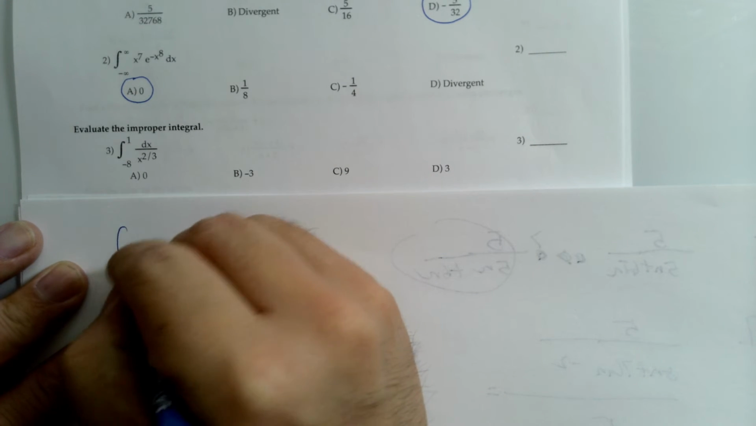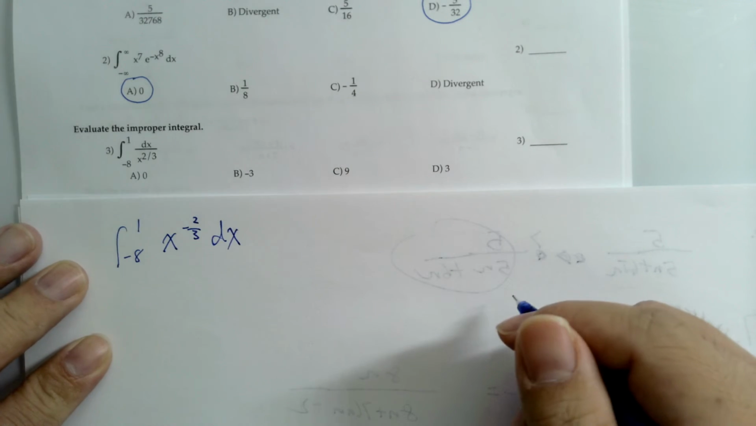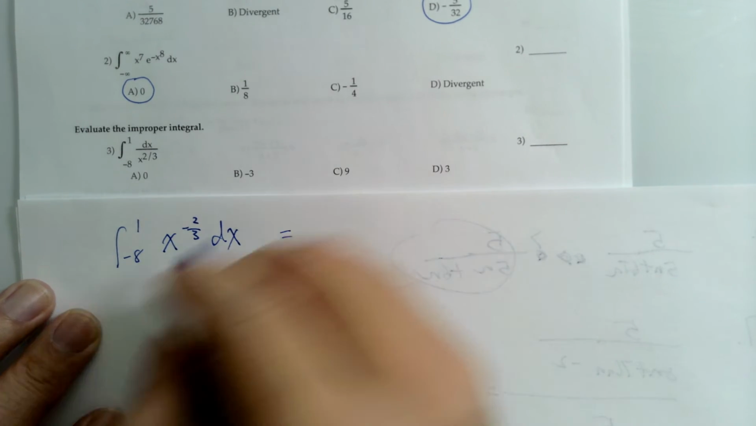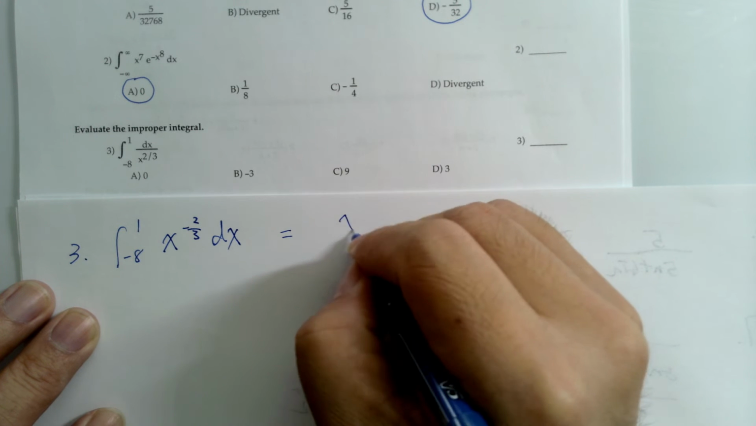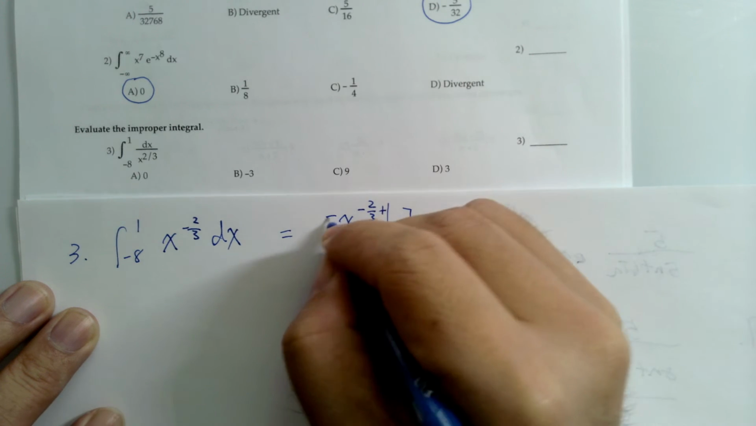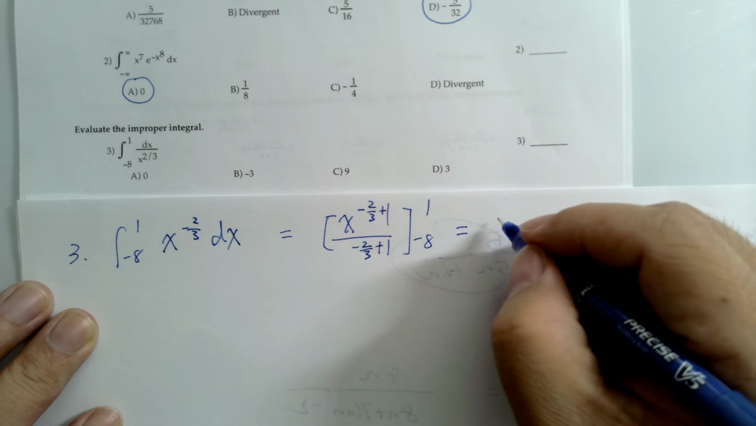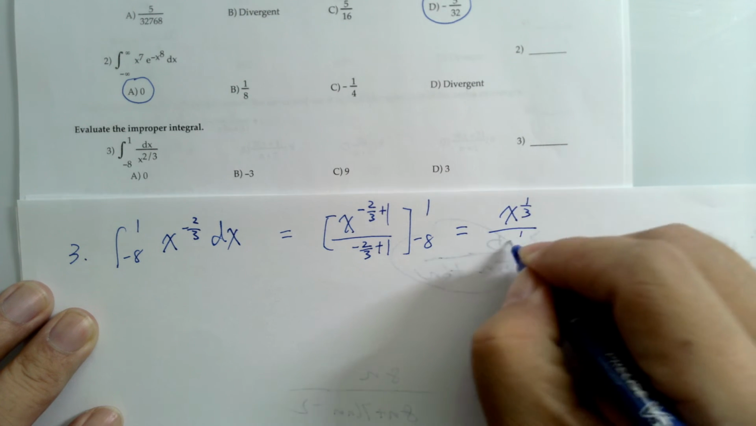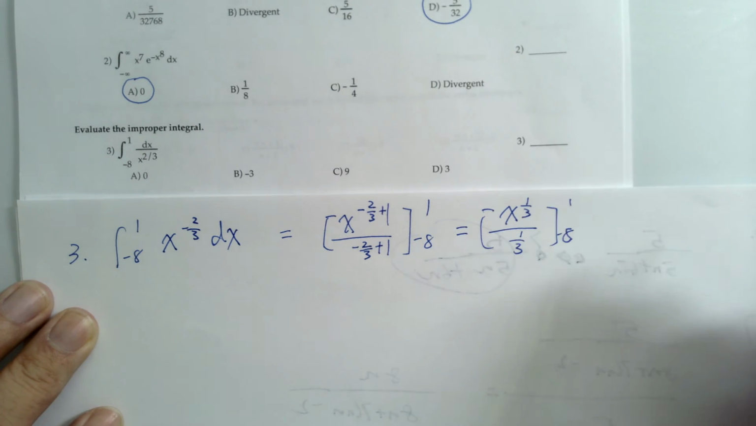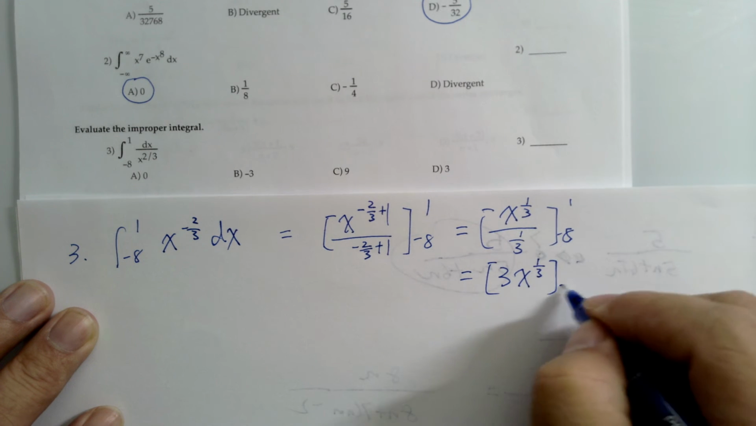So it's negative 8 to 1. Actually, you can do the evaluation here for this number 3, right? So it's x to the power 2/3 plus 1 over negative 2/3 plus 1. You can just do this evaluation, it's not an issue. So you're going to have 3 x to the power 1/3, from negative 8 to 1, that is, the cube root.